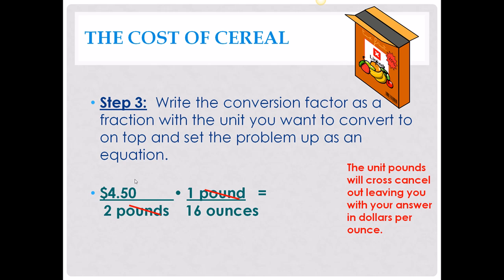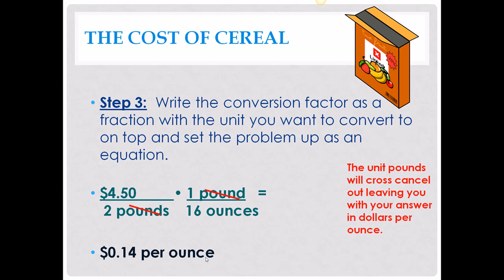So let's multiply straight across. $4.50 times 1, we still have $4.50. 2 times 16 is 32. So you have $4.50 divided by 32, which gives you 0.14. So it's 14 cents per ounce.